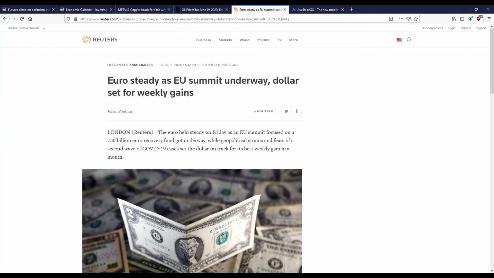We talked already about this. The EU summit is underway. The euro's been steady, okay, and actually looked like it was trying to recover a bit and do some climbing prior to the session starting today. Our session, I mean.